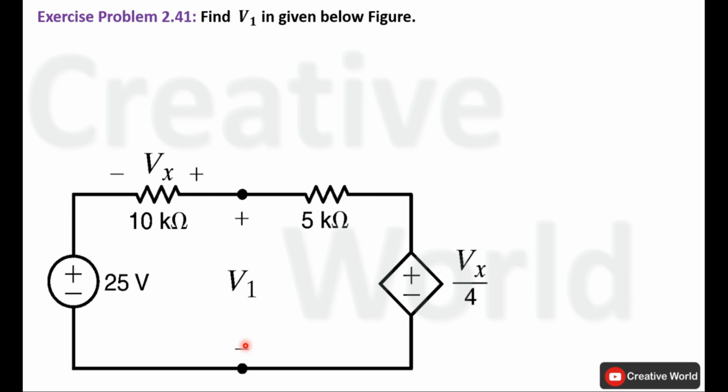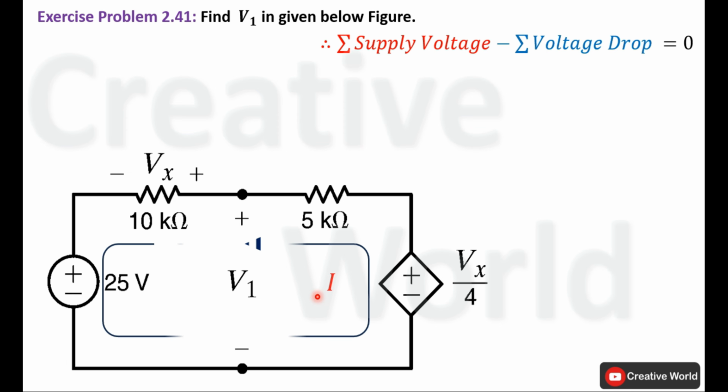We can see that this is a closed loop circuit, so we will use Kirchoff's voltage law to solve this problem. Before using Kirchoff's voltage law, first we have to assume the direction of current inside this circuit. I am assuming current I is flowing inside the circuit in counterclockwise direction.